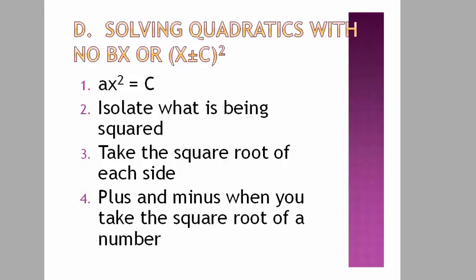So first thing you have to do is isolate whatever is being squared. That doesn't mean that you have to get rid of parentheses or anything like that. You just have to isolate whatever is being squared. Then you make sure that you have only that x squared by itself. Take the square root of both sides, but remember it's plus minus the square root of the other side, the side without the x.